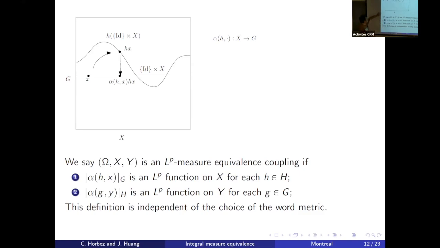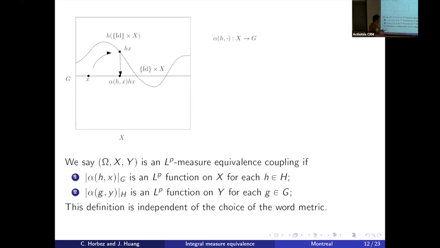Basically it says that the action of H on this graph cannot be too wild with respect to the word metric on G. That's the rough way to think about it. Similarly, I want to symmetrically put the same condition on the other cocycle, beta, of G and Y. Oh yeah, there should be a beta. Thank you. This is another cocycle, so you do things symmetrically. This is the definition of LP measure equivalence.